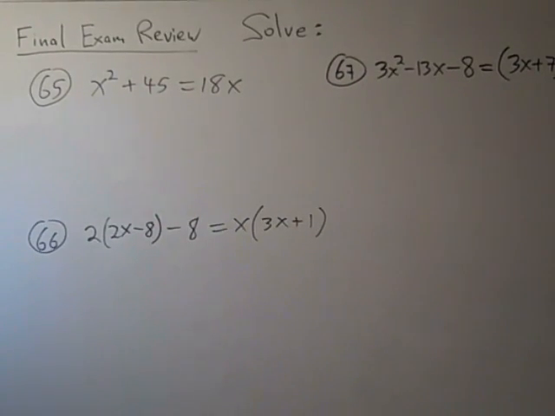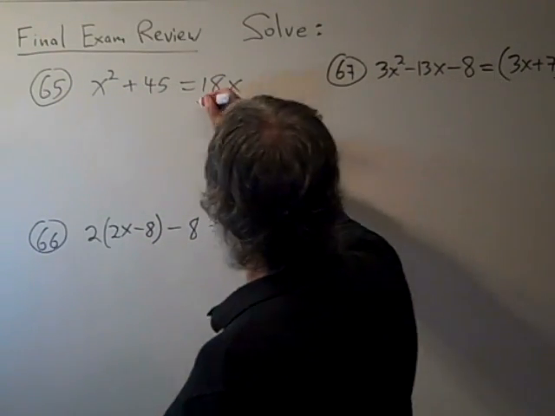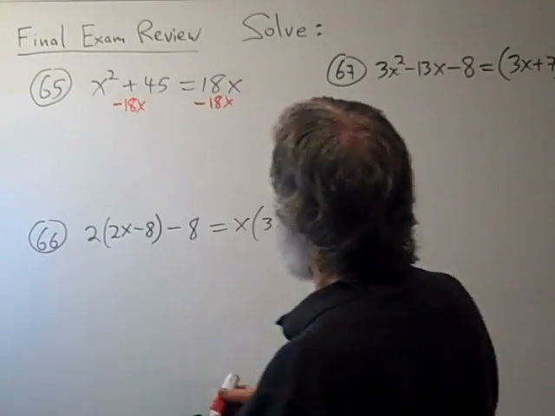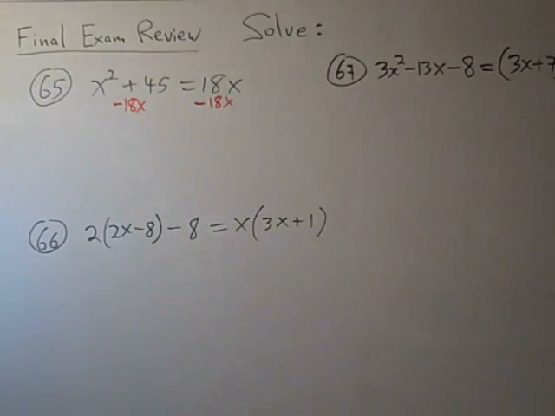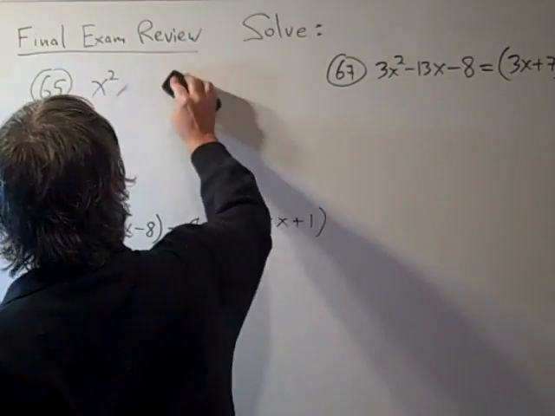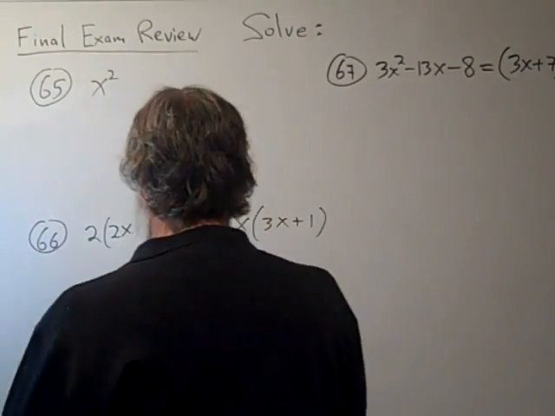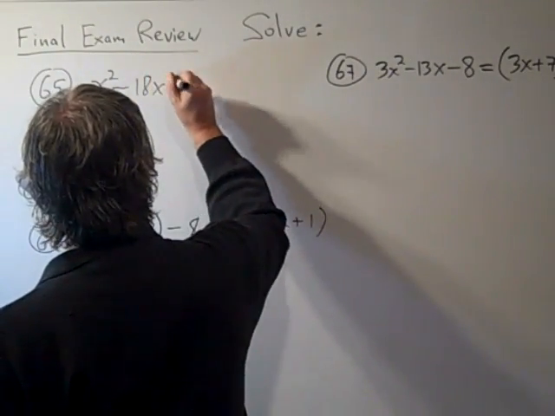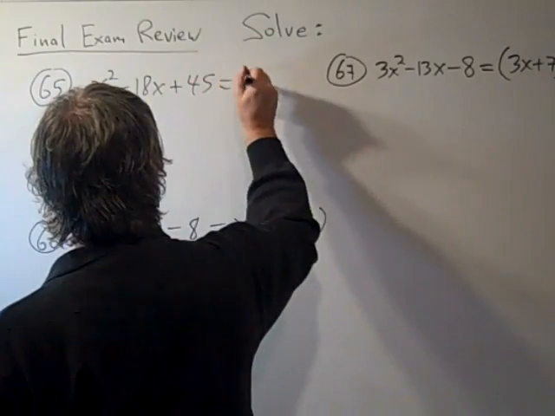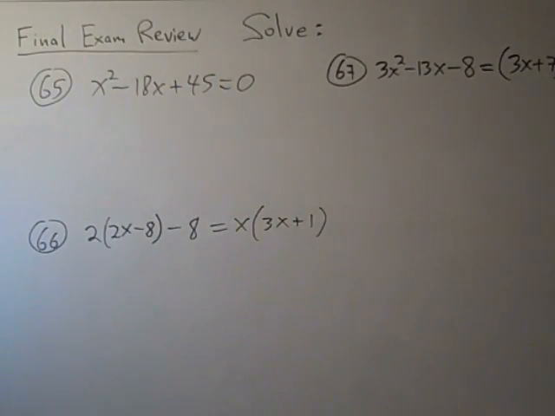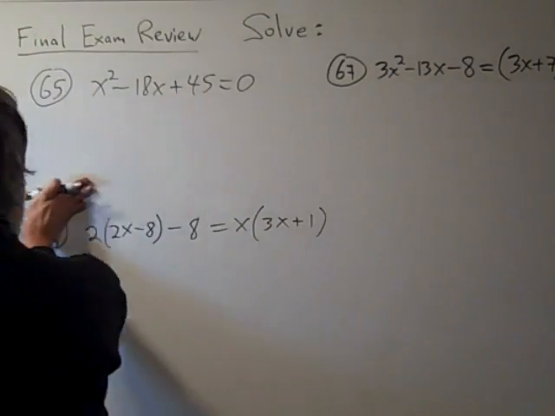Okay, for problem 65, our first step is to take 18x away from both sides. This results in the polynomial x squared minus 18x plus 45 equals 0. So now it's in standard form, and we can try to factor that.